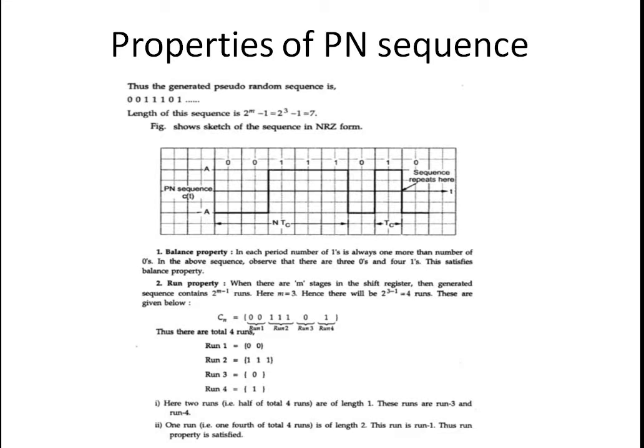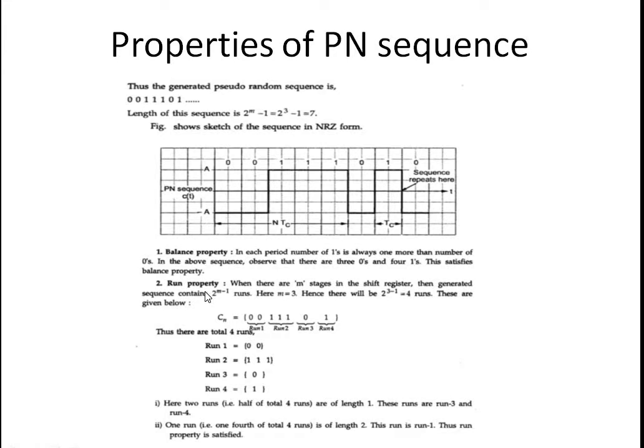So if we take this PN sequence 0011101, the length of the sequence is based on the number of flip-flops in the feedback shift register. If the length of the shift register is m, then the length of the sequence is 2 power m minus 1. If m equals 3, we have a 7-bit PN sequence. This is an NRZ form of the PN sequence, and we can prove these three properties. In the balance property, the number of ones is greater than the number of zeros. Here we have 4 ones and 3 zeros.